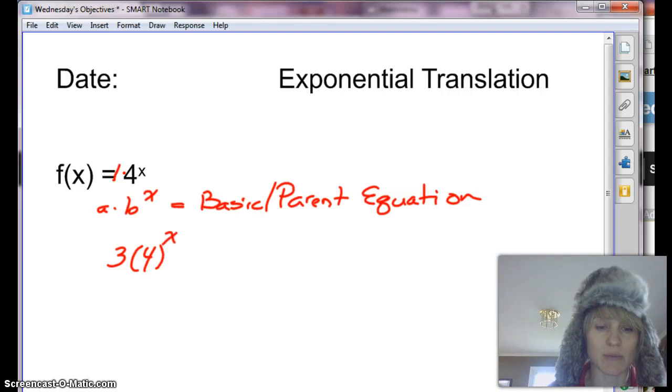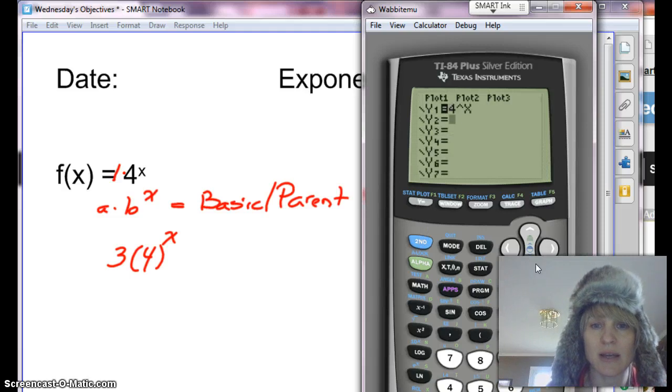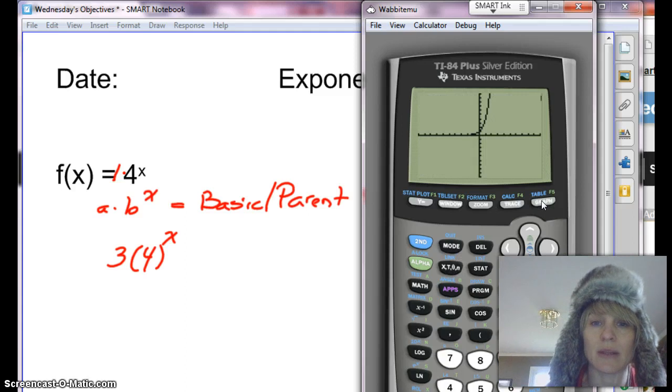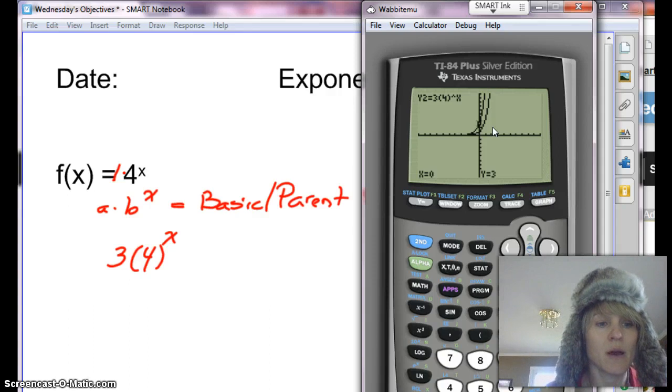So now, when I go to my calculator, and I just want to change this, I can go 3 times 4 to the x power, and now it should go through that. The first equation, I press the up arrow to hop up to the next equation. And now it's at 3. So I took my parent equation, I changed the y-intercept, okay?